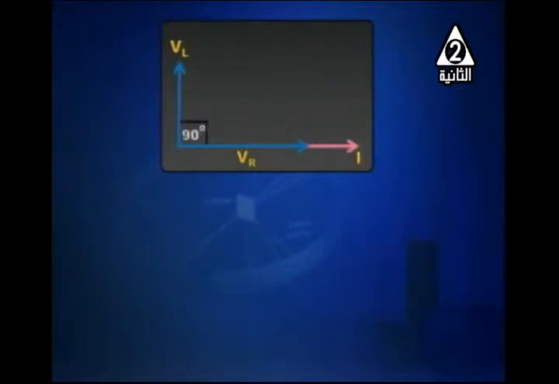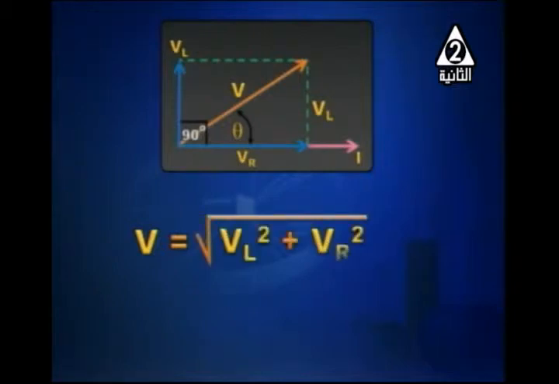And what about the total voltage? This is the total voltage, and now we can obtain it. How? Total voltage will be the square root of VL squared plus VR squared, applying the Pythagorean theorem.